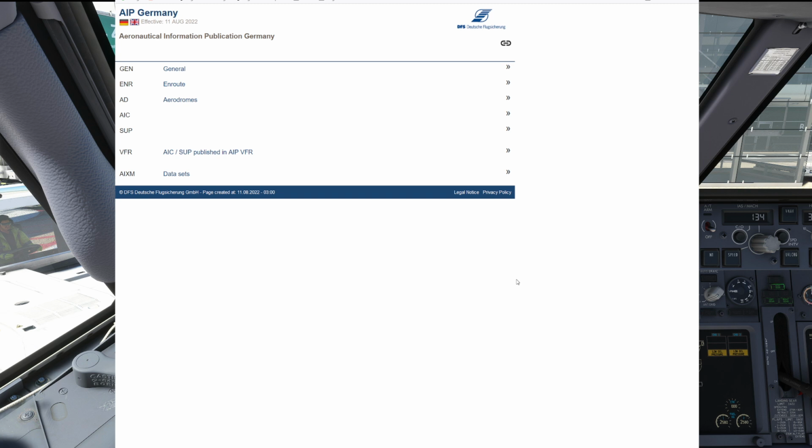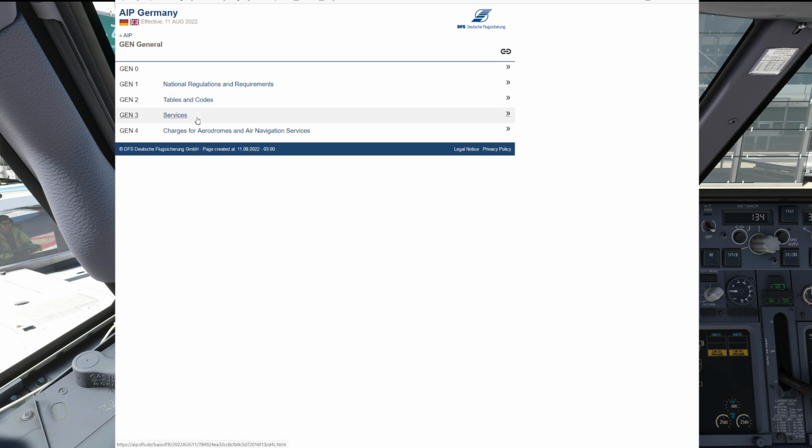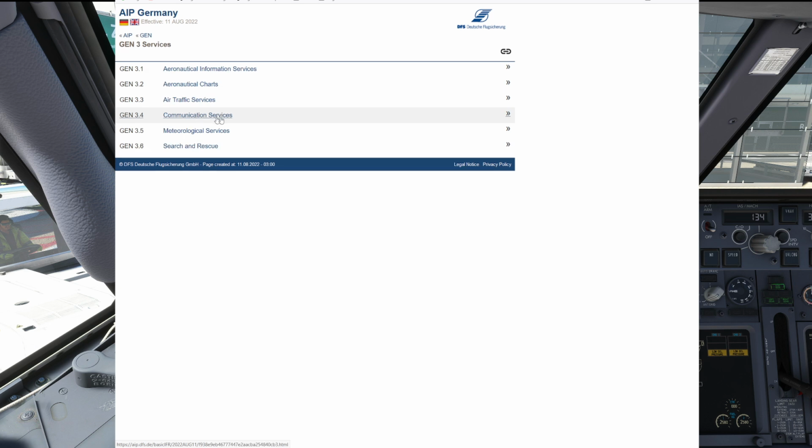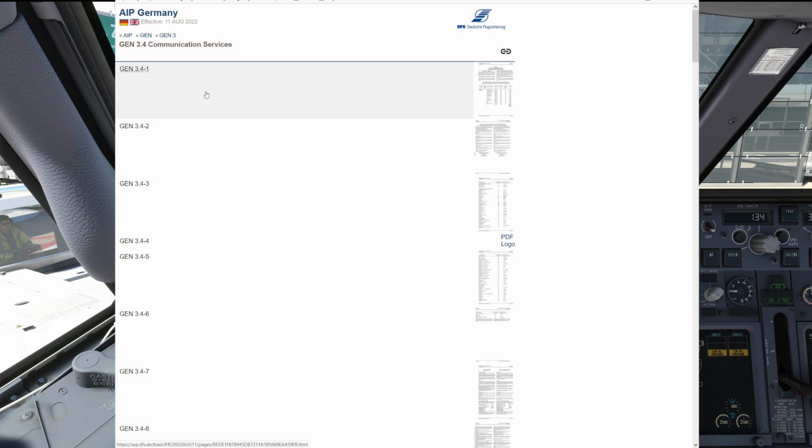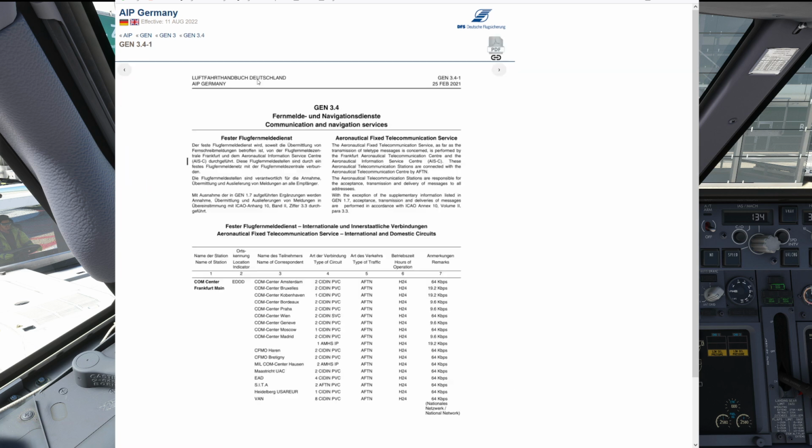And on the electronic online AIP, you will then want to head into the general section, services, and then into the communication services. Now, of course, lovely Germany is still a third world country in terms of internet, so you will actually only get your information available as pictures. But when you click on them, you're going to get into the communication and navigation services part.